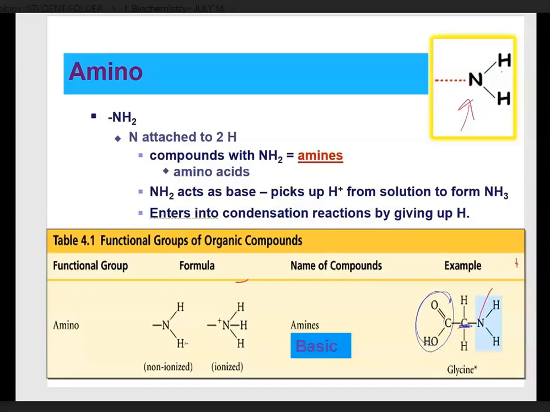So there are 2, but sometimes you can actually even see 3 hydrogen. In this case, non-ionized would be NH2, and then the ionized version of this amino group would be NH3. So what happened here is the amino group was able to pick up an extra hydrogen from the environment. If it picks up hydrogen from the environment to form NH3, what is it acting as? That's right, it acts as a base.